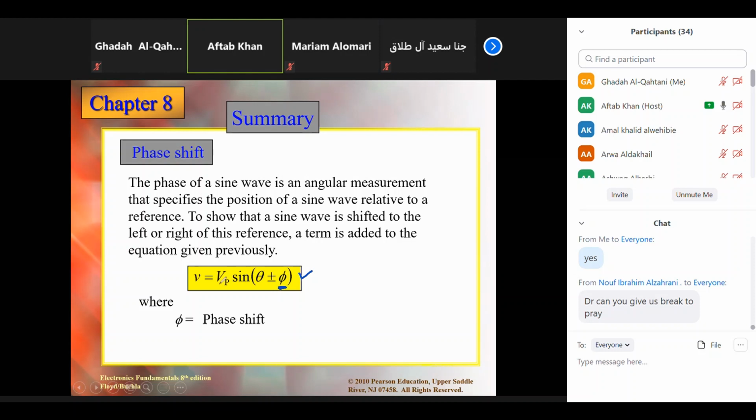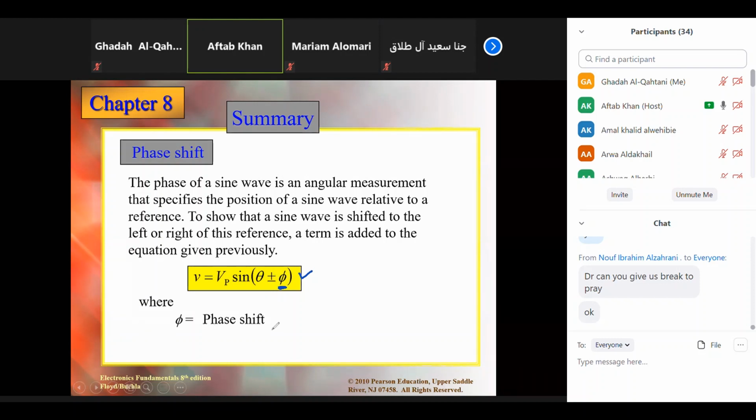So this phase shift is VP sine theta plus or minus phi. So what is phi, girls? We added this one. It is a phase shift, which will tell us whether the given waveform is advanced, leading or lagging, with respect to the reference. So we have added phase shift in this equation now.